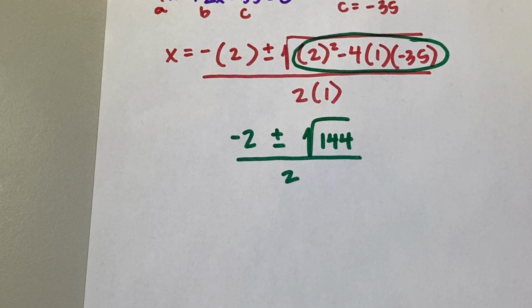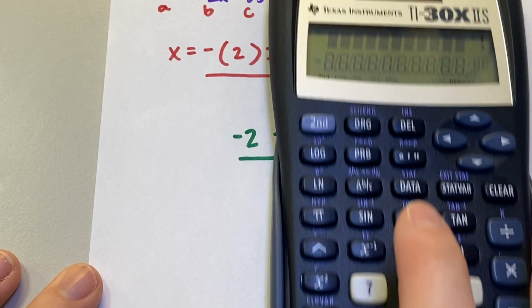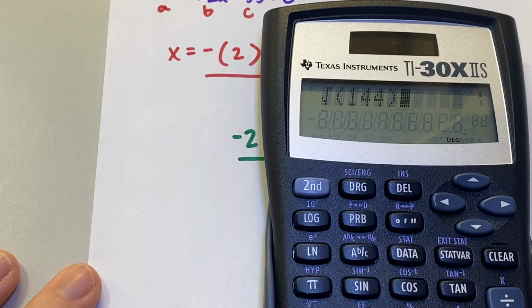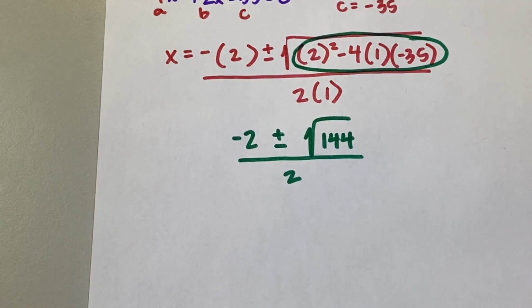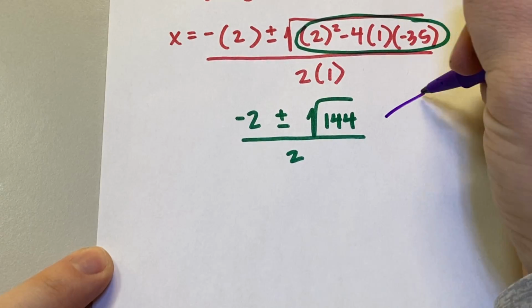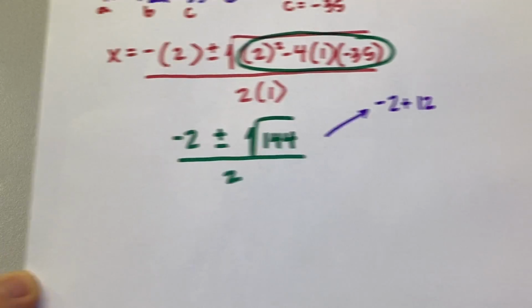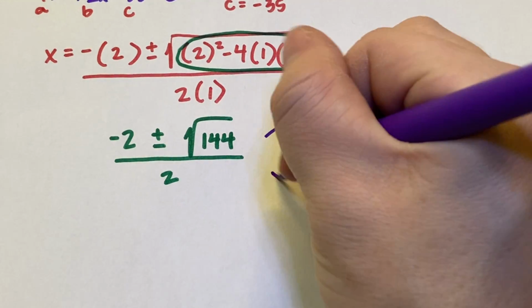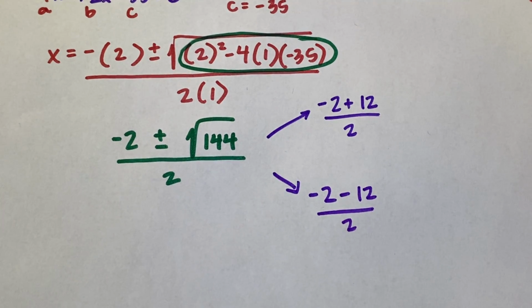Okay, here's where it actually gets pretty nice. The square root of 144 is a nice pretty number. So in your calculator, you can click second, then go down to your x squared button. Gives you your little radical. Square root of 144. That's 12. We know 12 times 12 gives us 144. So now, we have 2 answers here. My first answer is -2 plus 12 divided by 2. My second answer is -2 minus 12 divided by 2. That's where that little plus or minus thing comes into play.